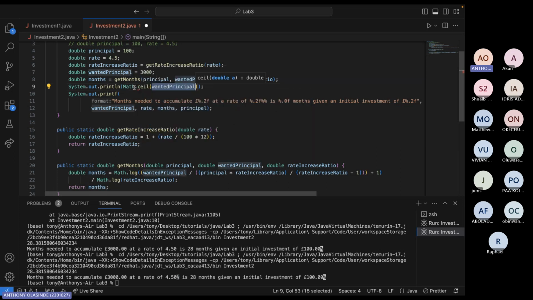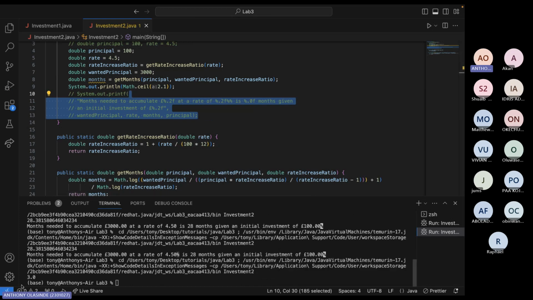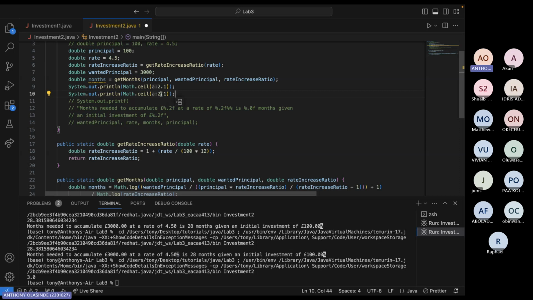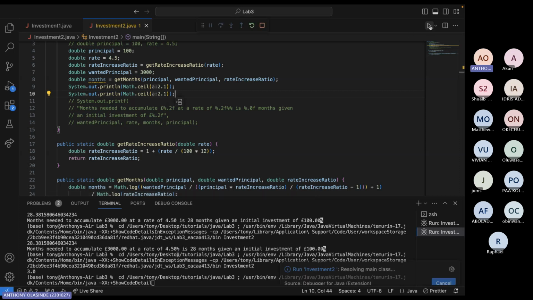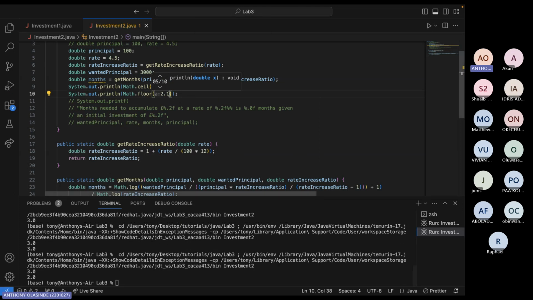Math.ceil, then I'm going to do 2.1. I just want to take this off for a minute. Yeah, you can see, so that is what math.ceil does. There's math.floor. What math.floor does is it runs down. Let's use the same 2.1. Oh no, I need this to be floor. So this just runs down. Even if you have 2.9, it still floors it to 2.0. So this runs up no matter what, and this runs down no matter what.